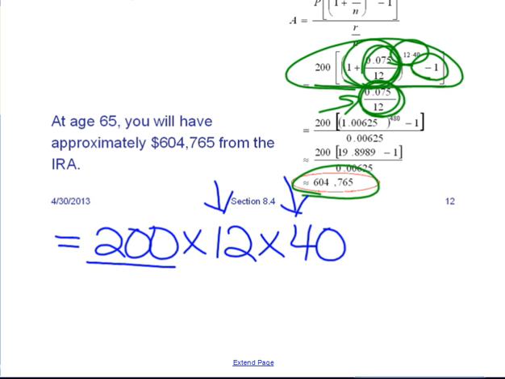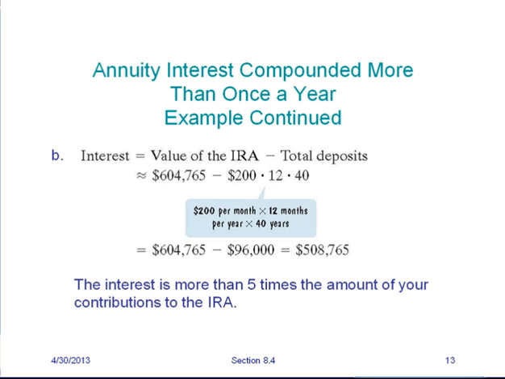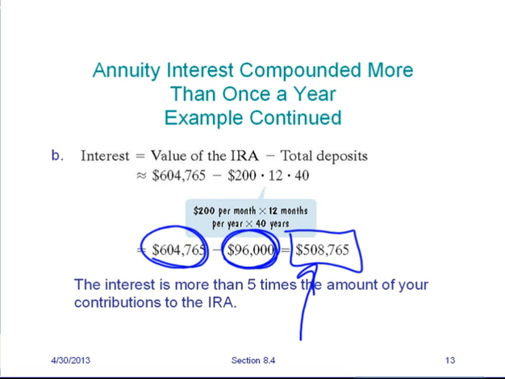So they deposit $200 12 times a year for 40 years. 200 times 12 times 40. That will give you 96,000, which is how much you yourself actually put into the account. The account balance is 604,000, so if you subtract the two, in interest you have approximately 500,000. So the bank actually gave you 500,000, you yourself deposited 100,000. So not a bad deal.